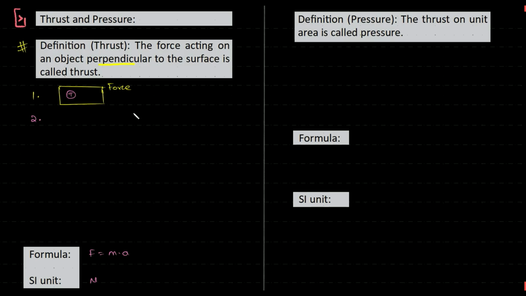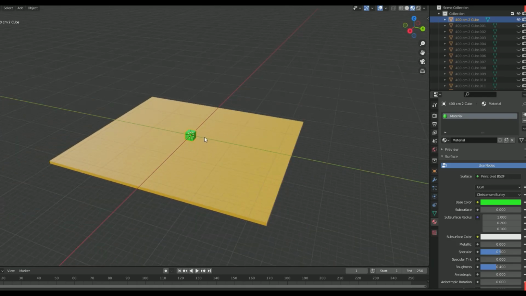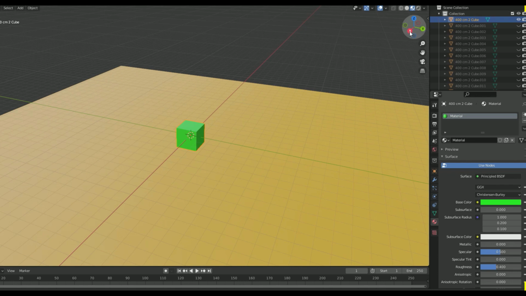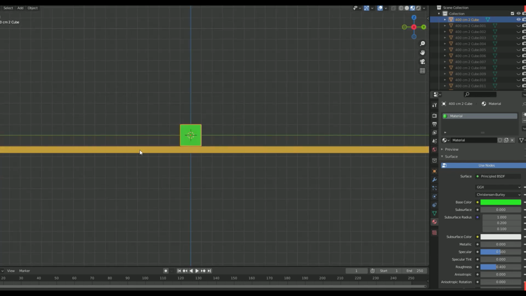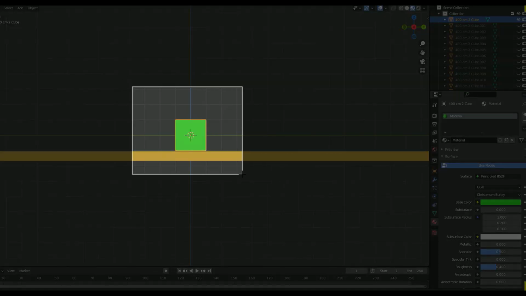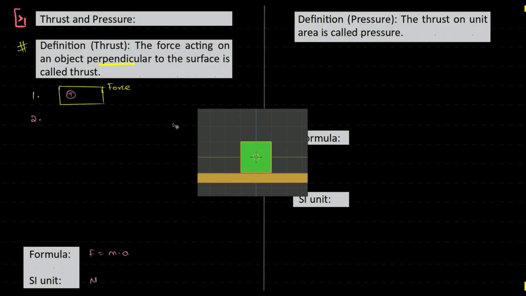It's simple. Any object that is kept perpendicular or any force that is acting perpendicular will exert a force, and that force is called thrust. Let me explain it this way. I have an object on a particular surface. Okay. If I view this entire setup from the side, what is it that we are looking at? We are looking at something like this. Agree? So let me paste it. Let me continue the explanation over here.